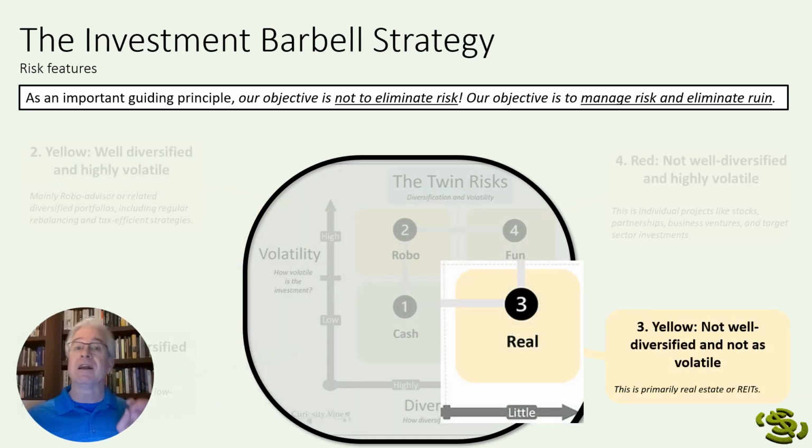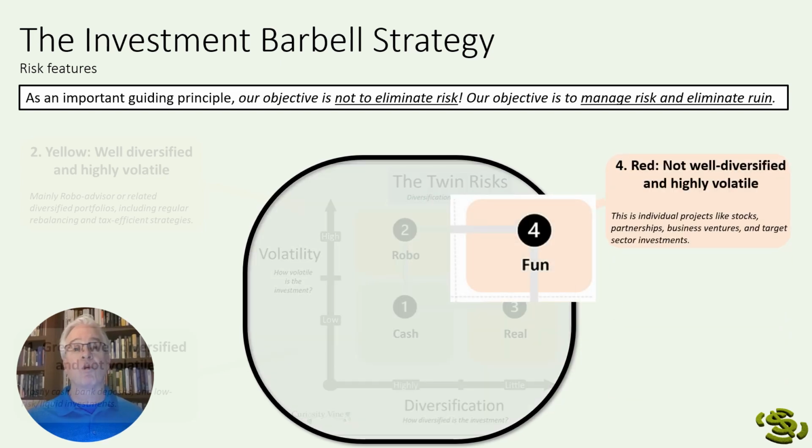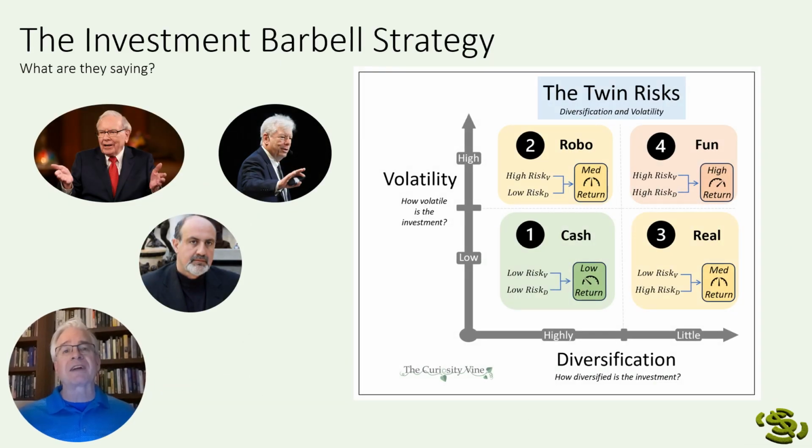3, yellow, not well-diversified and not as volatile. This is primarily real estate or REITs, R-E-I-T. This is like your home or investments in a portfolio of real estate. And then 4, red, not well diversified and highly volatile. This is individual projects like stocks, partnerships, business ventures, and target sector investments. The barbell tactics are to deploy our investable equity at the 4 corners of, or the 4 bells of these 2 features.